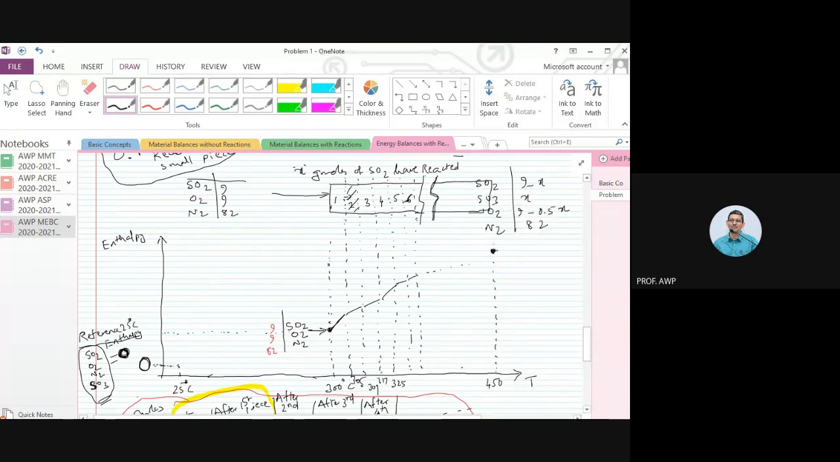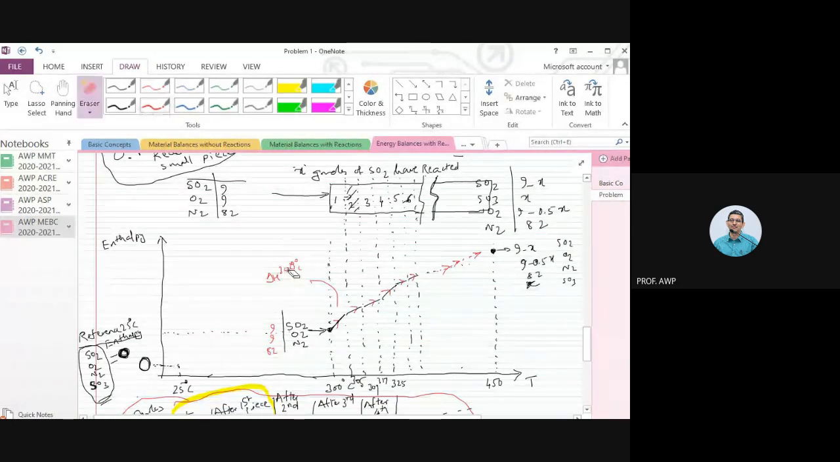Here I have my 9 minus x, 9 minus 0.5x, 82 and x of SO2, O2, N2 and SO3. Do you agree with that? So in this part, I need to consider delta H for the reaction at 300 degrees centigrade, because 0.1 gram moles are reacting at 300 degrees centigrade.